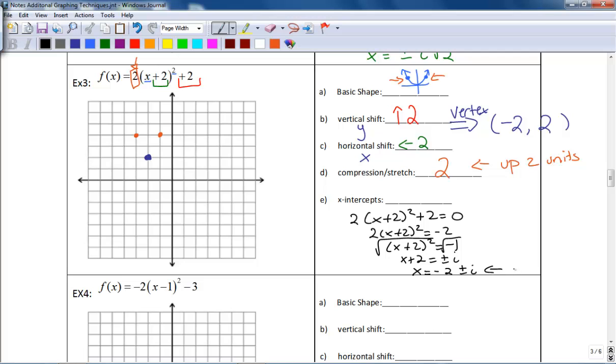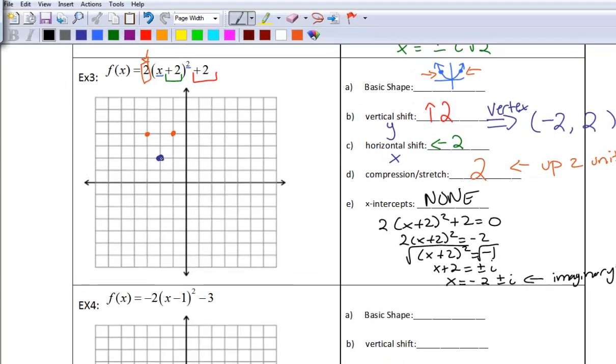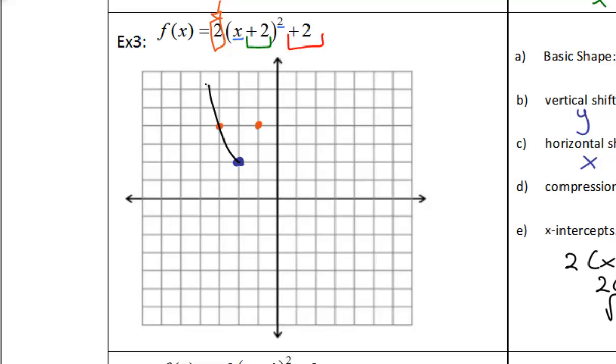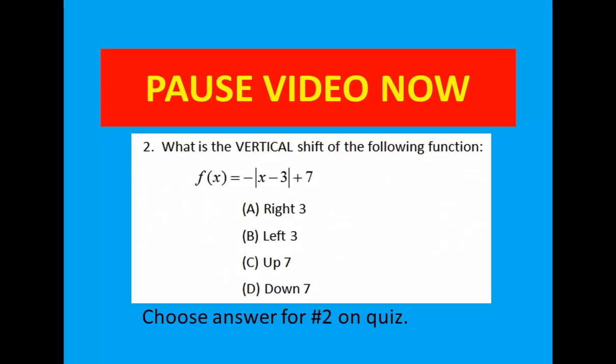Can I graph an imaginary number? No, there's no way that I can graph an imaginary number, so I say that I have none in terms of x-intercepts. I don't have x-intercepts. Lastly, connect your dots. Make sure you have the same shape as your original basic shape, and we do. And then notice that having a compression stretch of 2 actually made us a little thinner and taller. Right? So compression stretches, when you have them, change the look a little bit of that graph. It'll stretch it vertically or shrink it vertically.